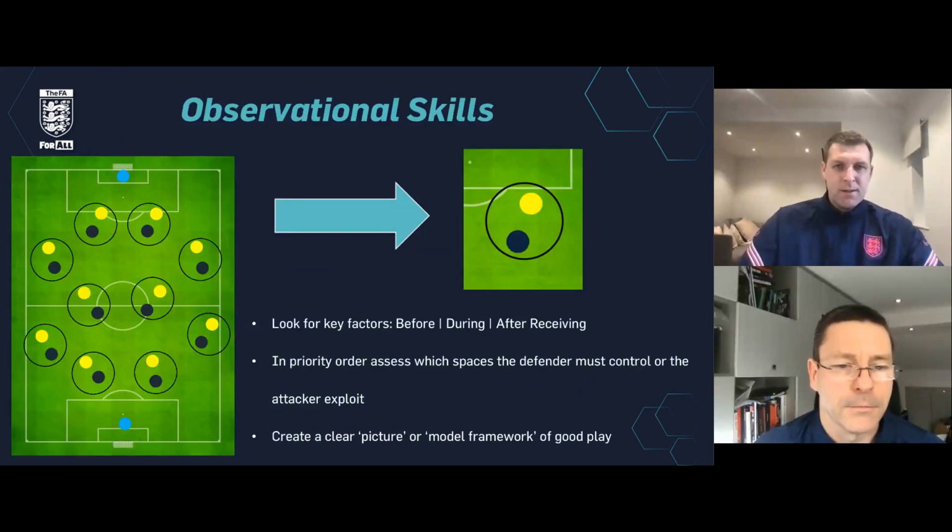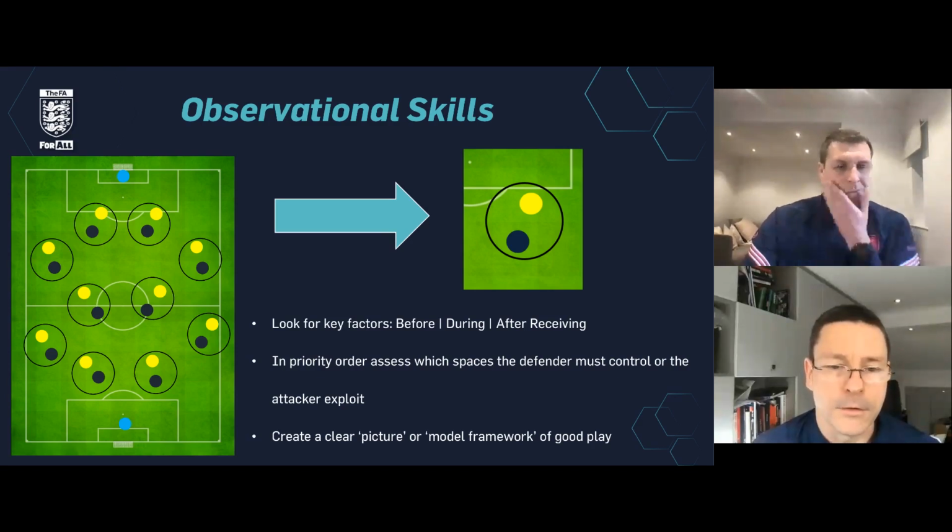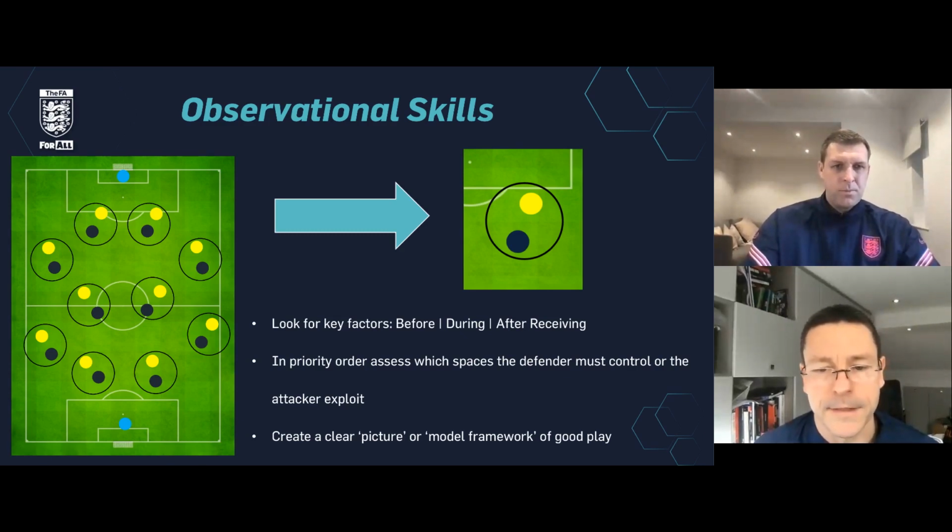Again, we're taking it from not just having the wider view of the full 11 aside, we're going to zoom in to the duel, really, the 1v1 duel, and look at key factors. We're going to look at them before the ball comes, so we have to look away from the ball and look at the duel as it's developing. We'll look at what happens during that duel and after the duel's gone on. And in a sense, we look in priority order. We assess which spaces the defender must control, and also which the attacker tries to exploit. And we're trying to create a clear picture, a working model, a framework of common pictures and common scenarios that happen in the game.